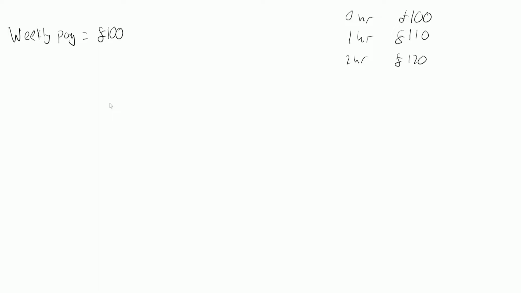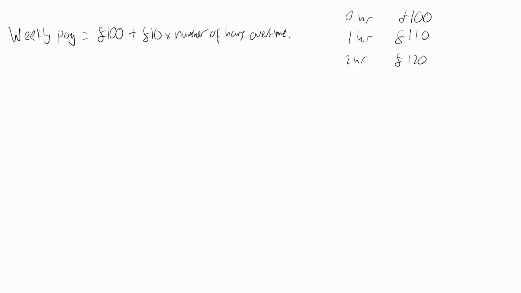Right, so the way we would write that mathematically is we'd say, okay, so it's £100 plus an additional £10 times the number of hours overtime. Yeah? So if we have a look at that, when we work 0 hours of overtime, we're doing 100 plus 10 times 0 is 100. And then for 1 hour it'd be 110, 2 hours would be 120. Okay? So this is an equation for our weekly pay.